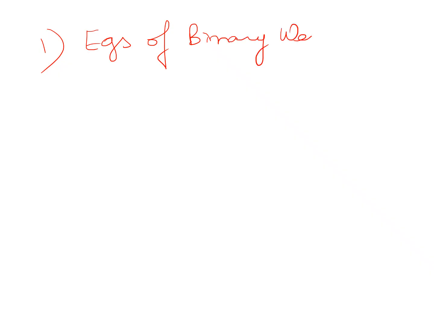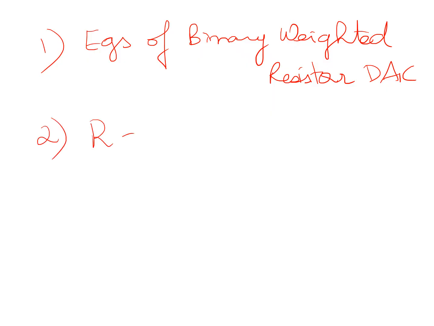In today's video, we are going to discuss two important things: some examples of binary weighted resistor DAC. In my previous video, I have given the operation and I have solved one example of binary weighted resistor DAC. So a few more examples of binary weighted resistor DAC we will solve, and another type, the R-2R ladder DAC. This is the topic today. We'll move into the example. Example number 1 for binary weighted DAC.